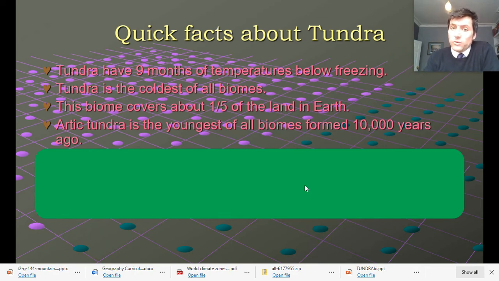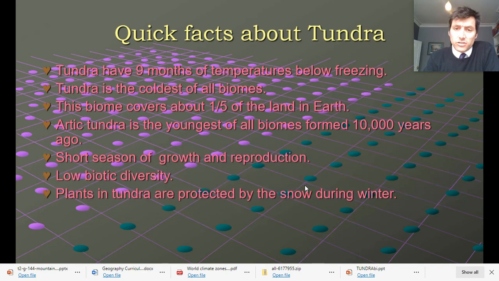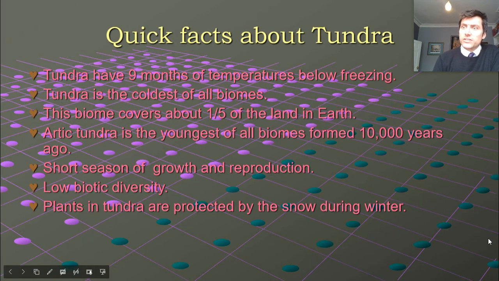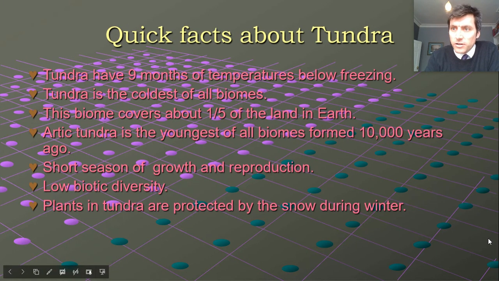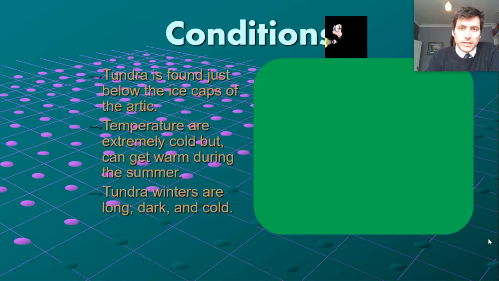About 1/5 of the land within the world is made up of tundra. And the tundra, the land within the Arctic, is only about 10,000 years old, so it's the youngest of all the biomes. There's a very short season where things can grow and reproduce. Okay, so there's not very much diversity. The biotic, if you think about it, is living things. There's not much that can live there, not much diversity. And the way that the plants are protected is actually perversely by snow. We think of snow as being almost a thing that stops things growing, but in the winter, the snow protects the plant.